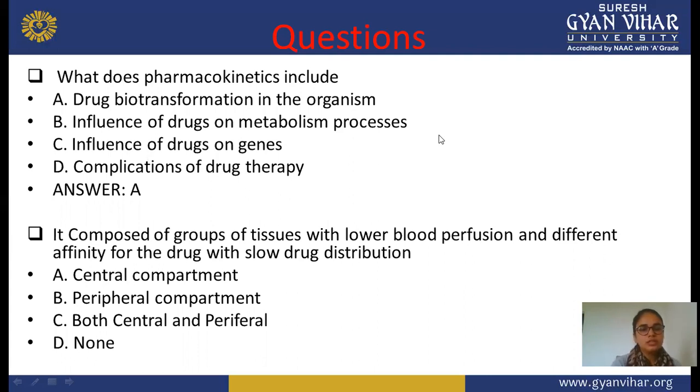And the second question: it is composed of a group of tissues with lower blood perfusion and different affinity of a drug, with slow distribution. This compartment, we'll discuss as two compartments, central and peripheral. According to perfusion rate, we already discussed the different descriptions of this compartmental model. So for this composed group of tissue of low perfusion, the first option is central compartment, second is peripheral, next is both central and peripheral, which will include A and B, and the last one is none.